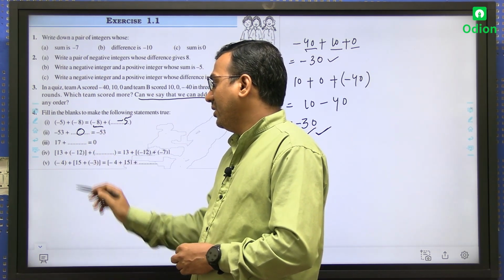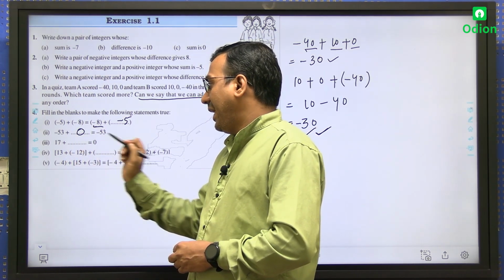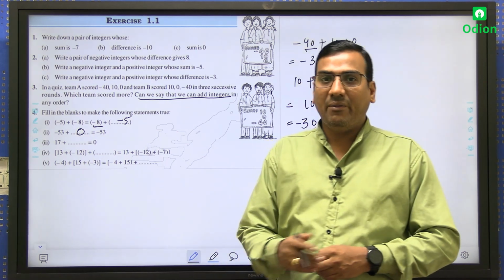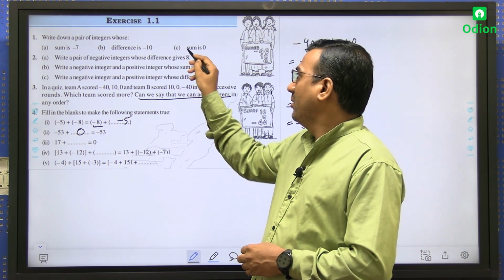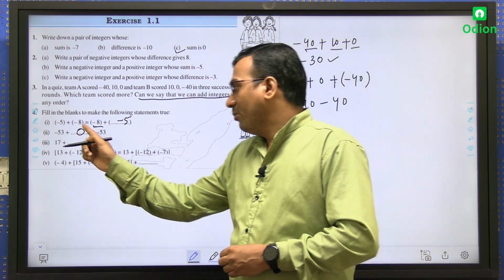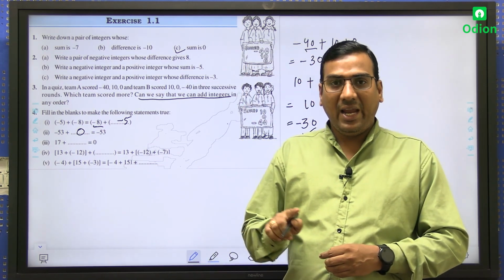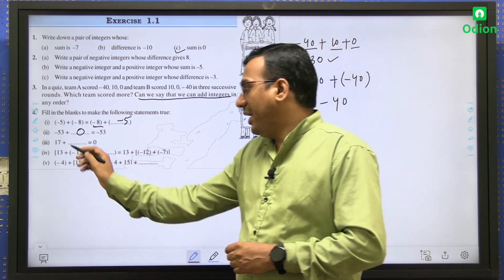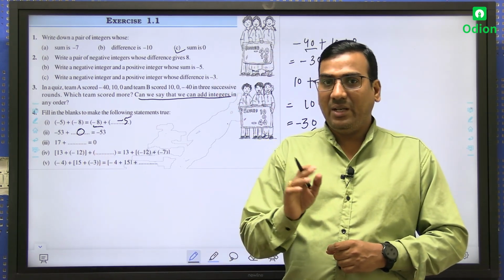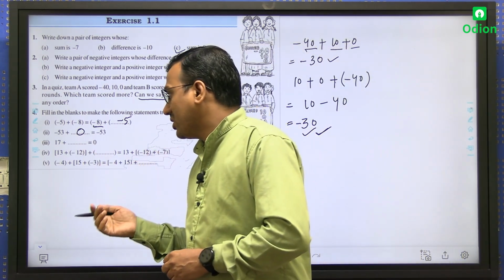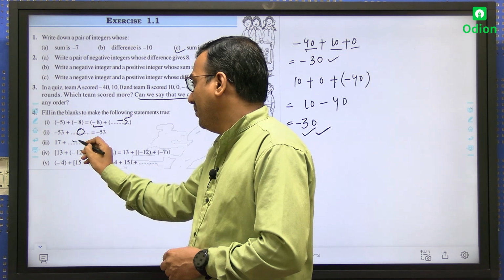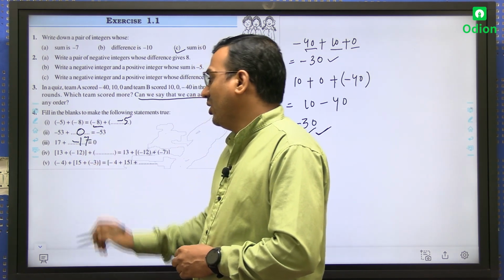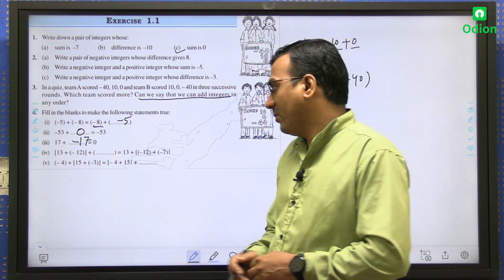Plus 17 plus dash is equal to 0. Already we have discussed this in the point C question. Positive 17 and negative 17 result in 0. Already in the question it is given positive 17. Just write minus 17 in the blank to get the result of 0.